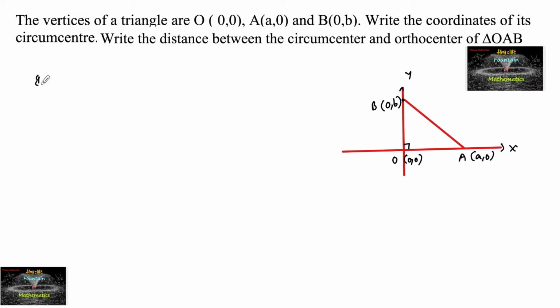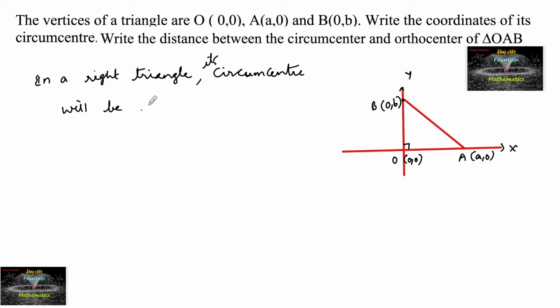Circumcenter. Since we know that in a right angle triangle, the circumcenter will be the midpoint of the hypotenuse. Its circumcenter is the midpoint of the hypotenuse of the right triangle. So here the hypotenuse is AB, so the midpoint of AB is the circumcenter.